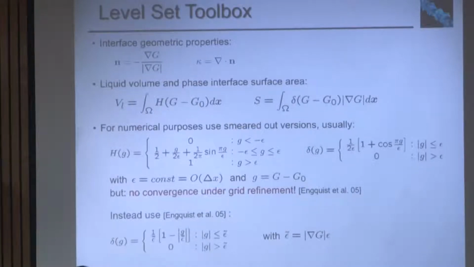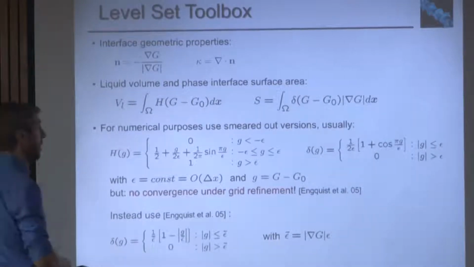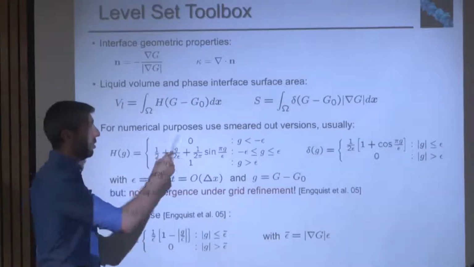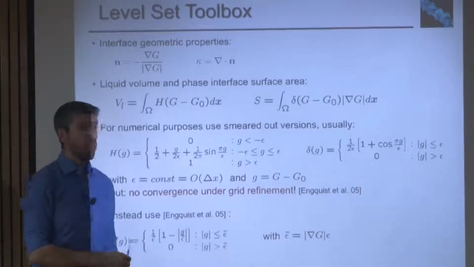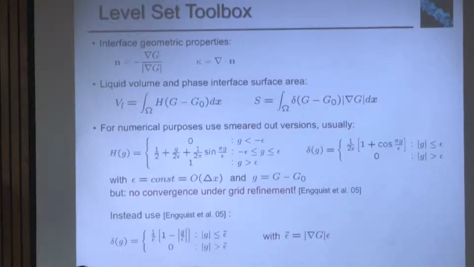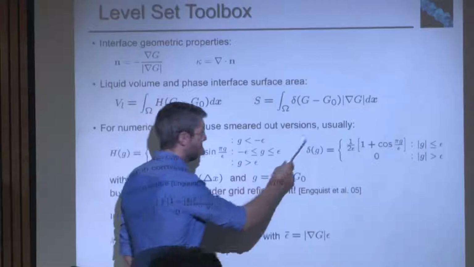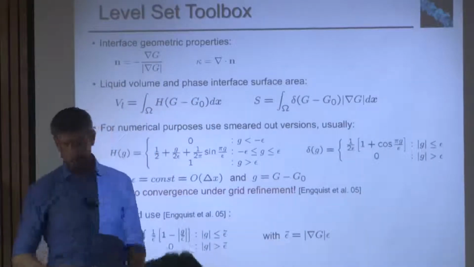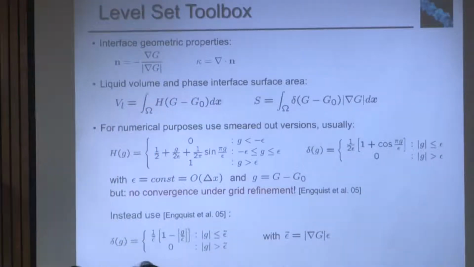Okay, we talked about this toolbox already. If you want a normal, you take the gradient, divide by the magnitude of the gradient, and then the curvature is the divergence of that. If you want to know the volume fraction in a cell, or the surface area, you end up having to integrate either a numerical Heaviside or a numerical delta. I think we mentioned those already, so we don't need to talk more about that. This is just some numerically smeared Heaviside or delta functions.